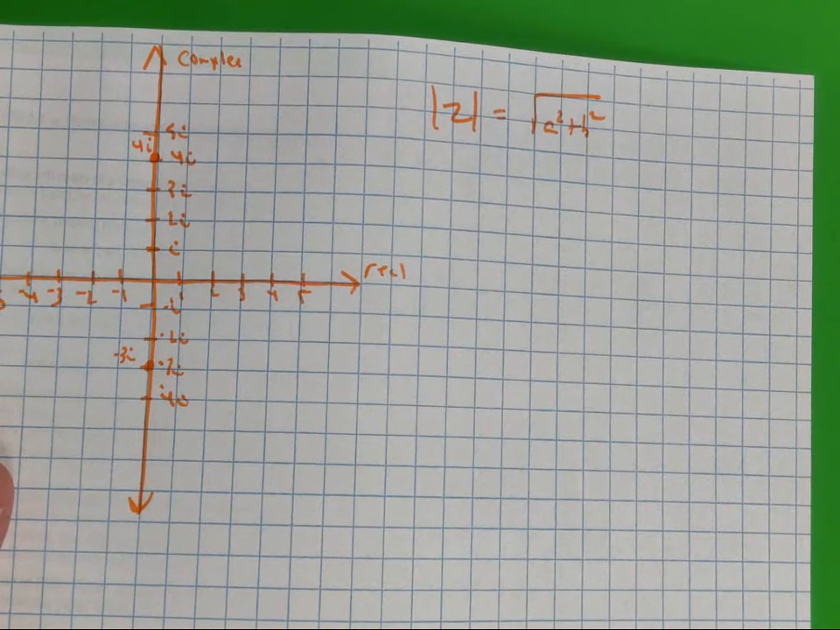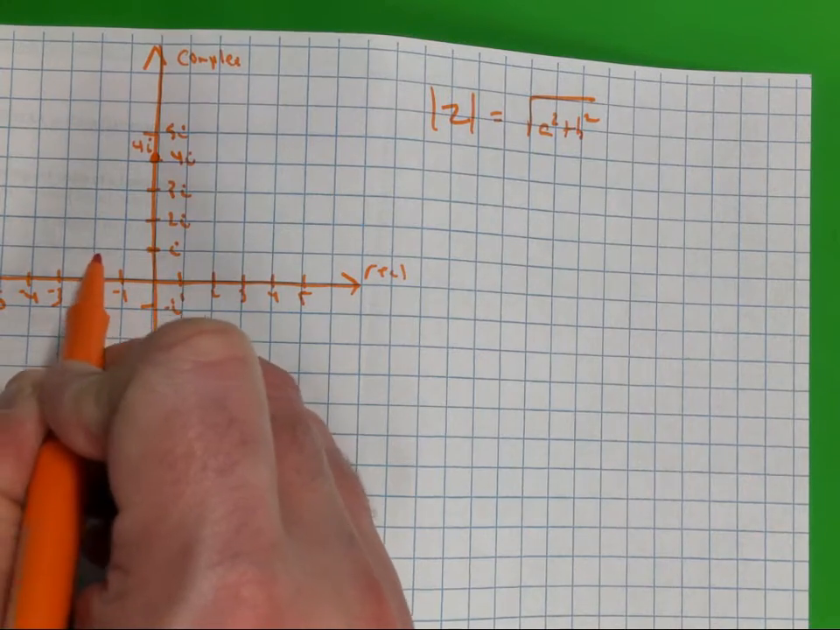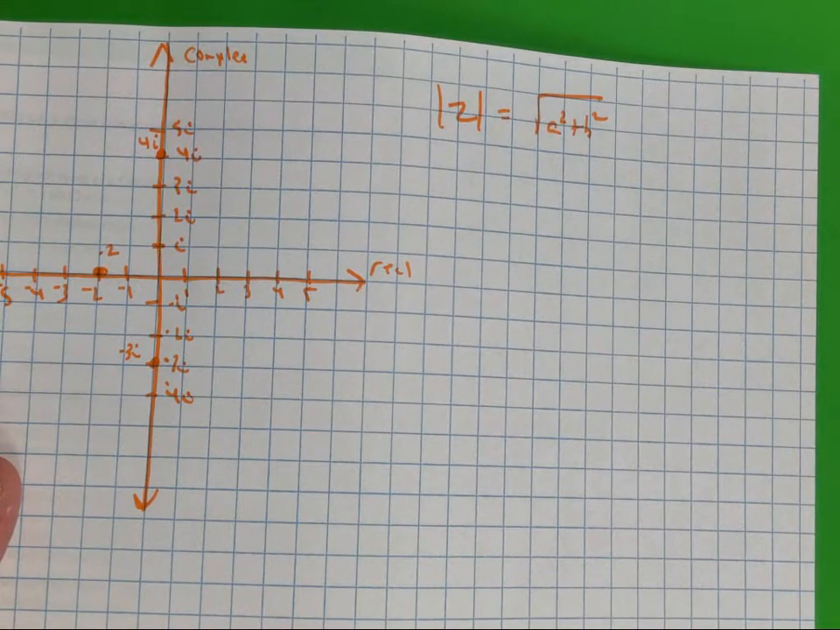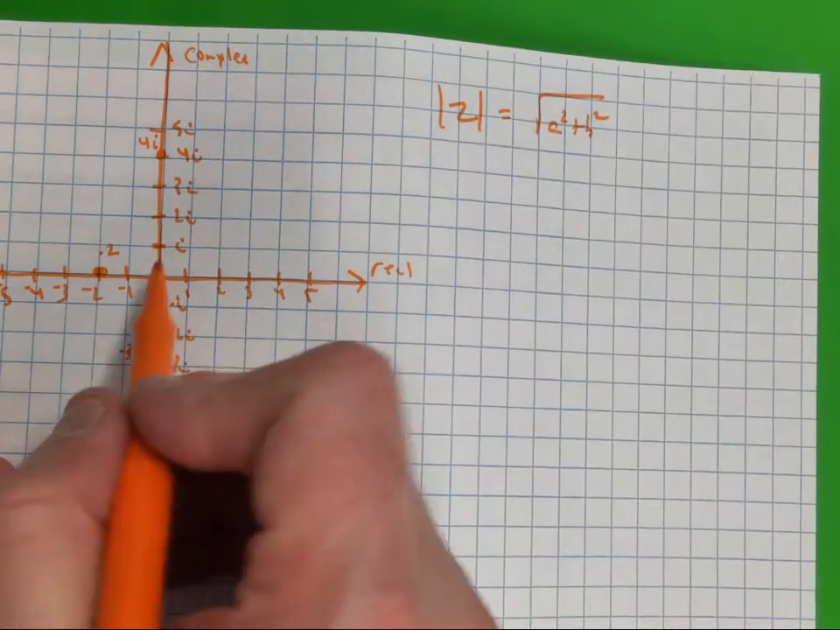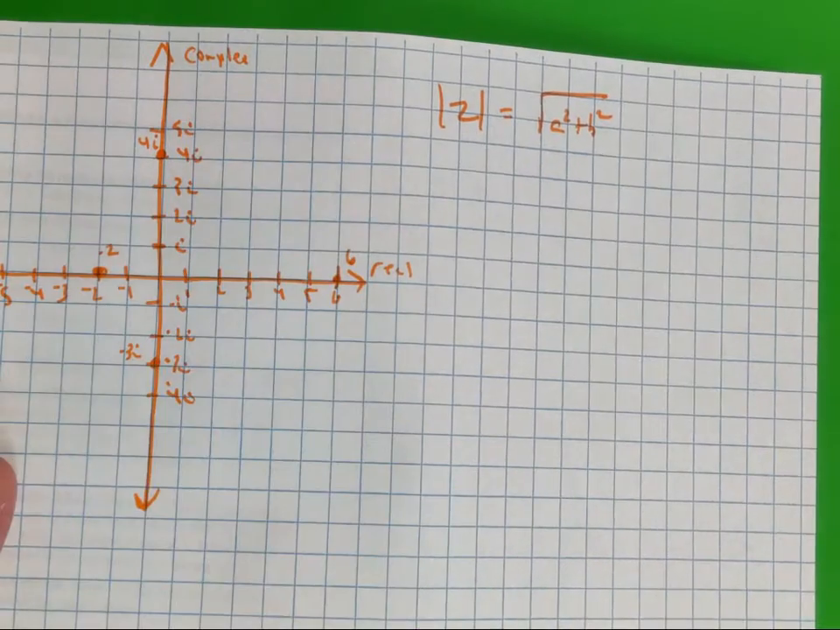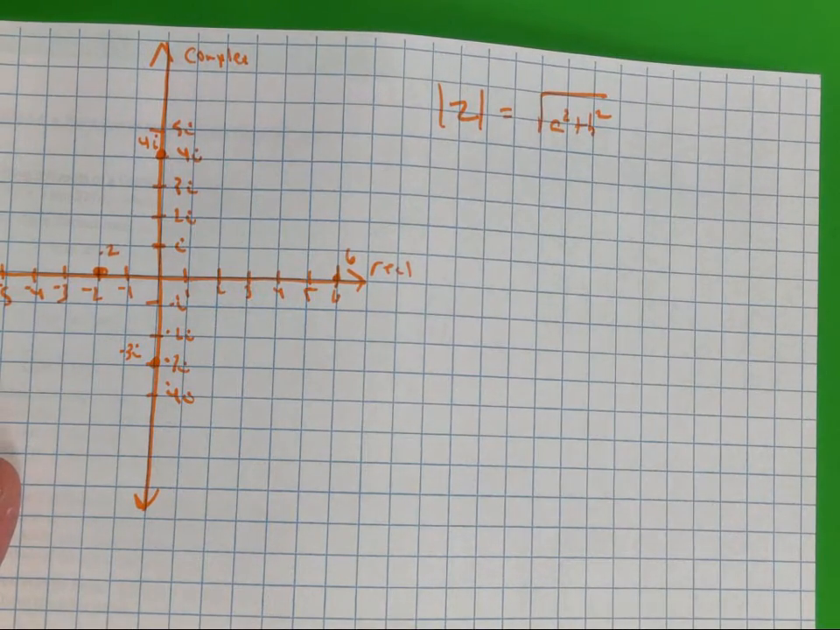Number 7, negative 2. Is that a real or imaginary part? You start at your origin, go left 2. Do I move once I get there? No. What's your modulus for that? 2. Number 8. I start at my origin, go to 6. Do I need to go up or down? What's your modulus for that? 6.